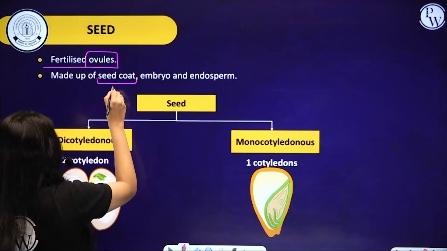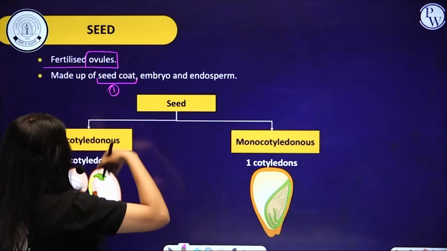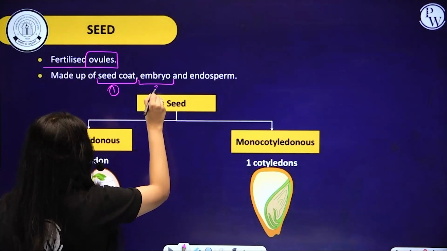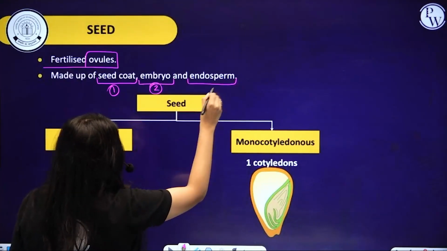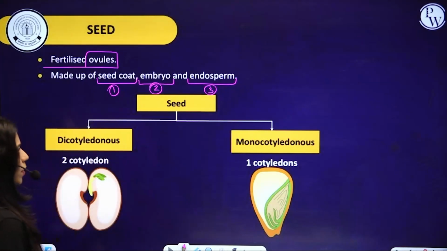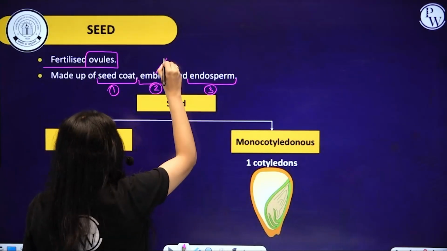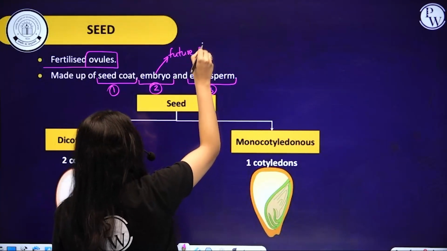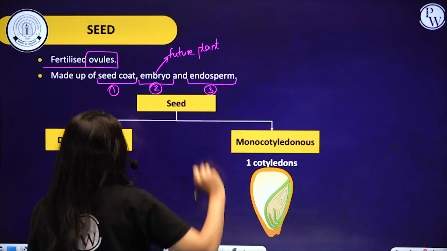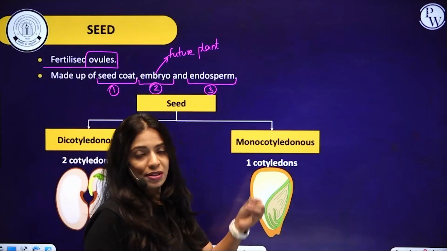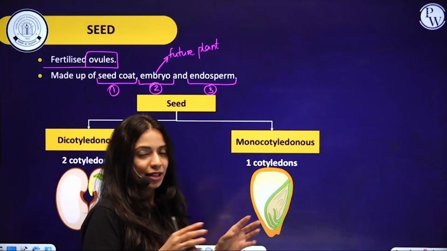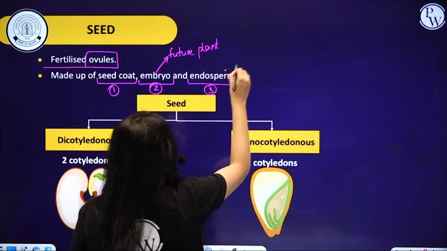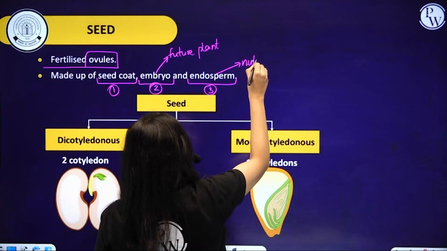Outside, you will have the seed coat. Within the seed coat, you will find two very important structures. One is the embryo. The other is the endosperm. Embryo is going to become the future plant. So when you sow a seed, it will germinate and become a future plant. That part of the seed that is present inside is called the embryo, and endosperm is a nutritive tissue.